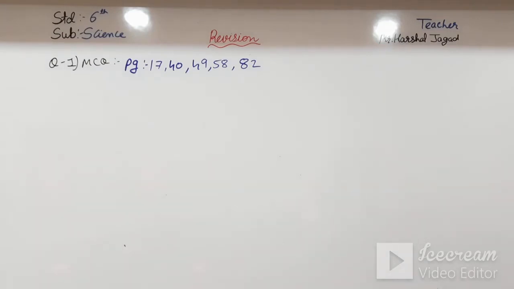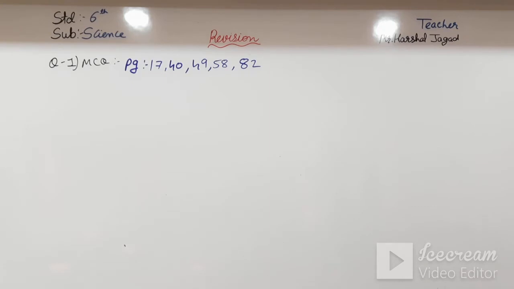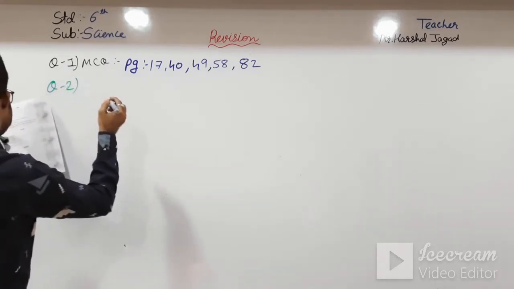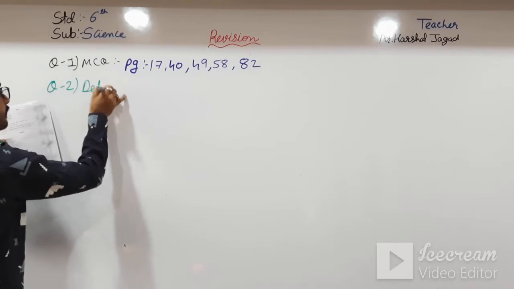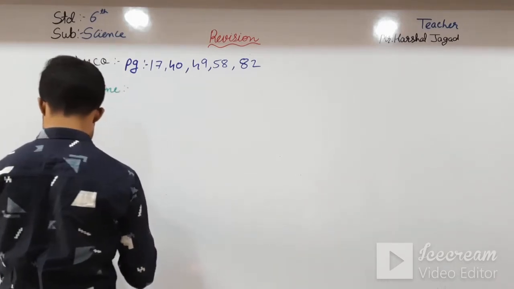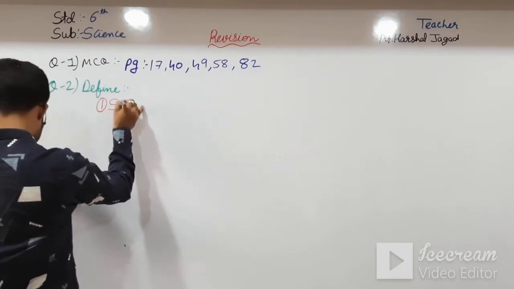Let us see what our question number 2 is. Question number 2, that is define. What will be asked? In the definitions I am giving you a few definitions, and from those it will be asked. I am giving you 7 definitions. The first one is scavengers.